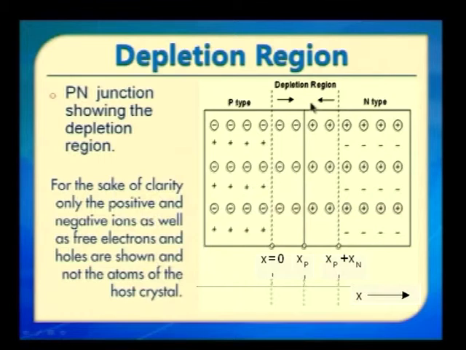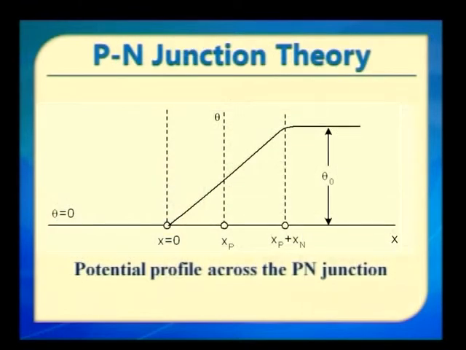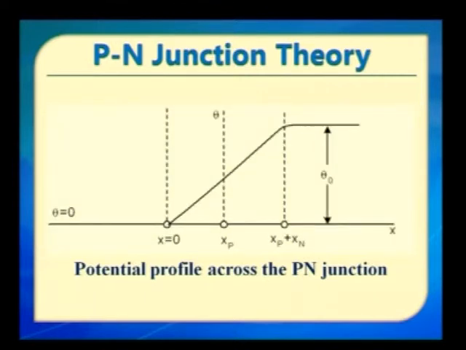The potential profile, as I told you, will look like this. There is a graph drawn between the potential theta along the y axis and the distance along the x axis. You have the p type material here, the n type material here, and this is the p n junction.